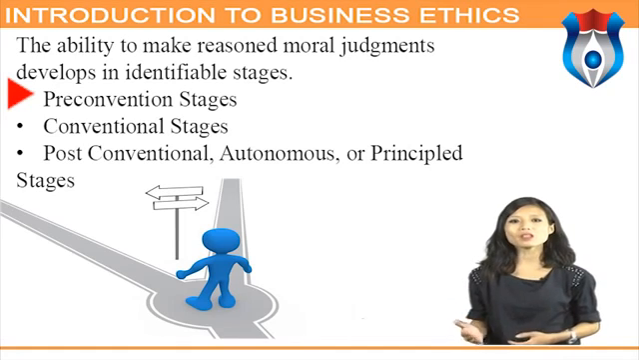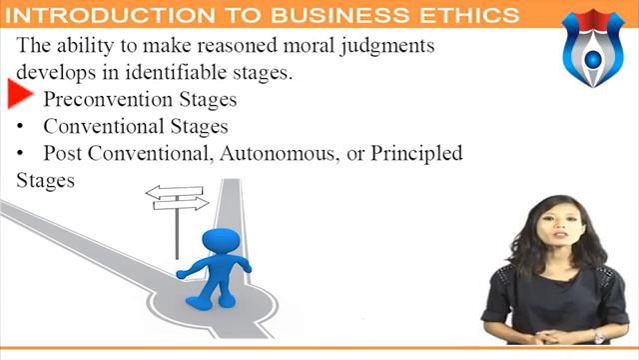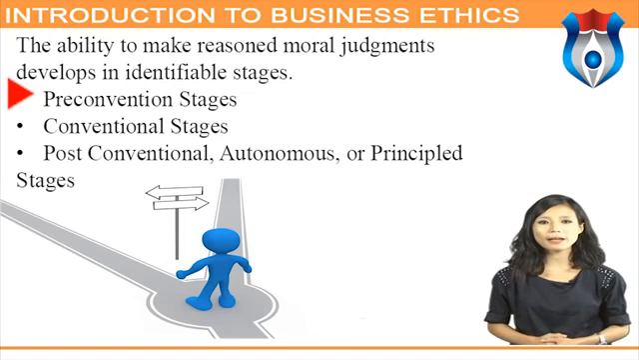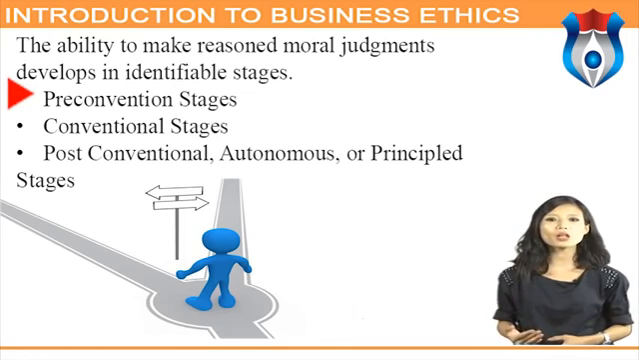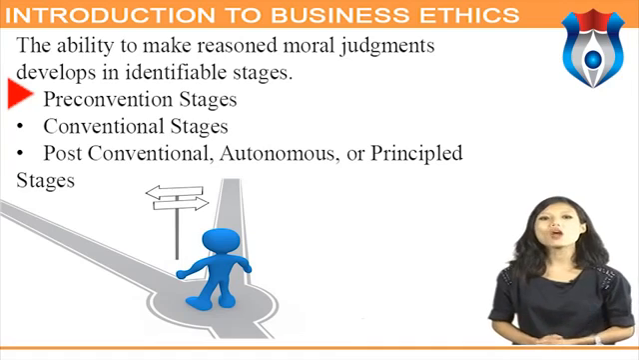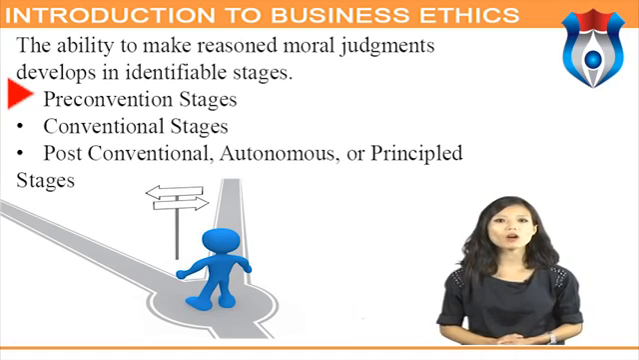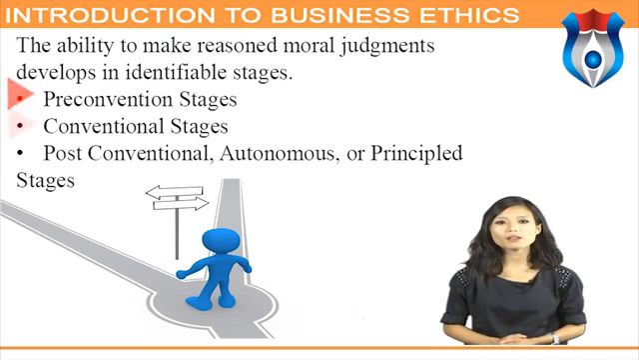Punishment and obedience orientation. At this stage, the physical consequences of an act wholly determine the goodness and badness of that act. Instrumental and relativist orientation. At this stage, right actions become those that can serve as instruments for satisfying the child's needs or the needs of those for whom the child cares.